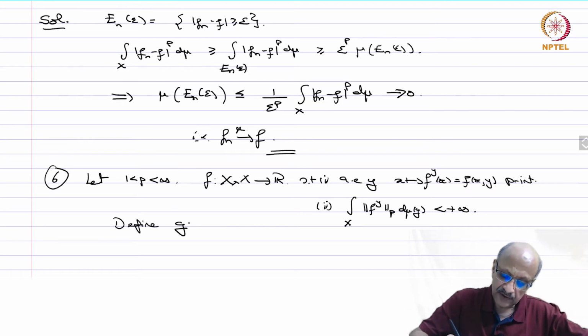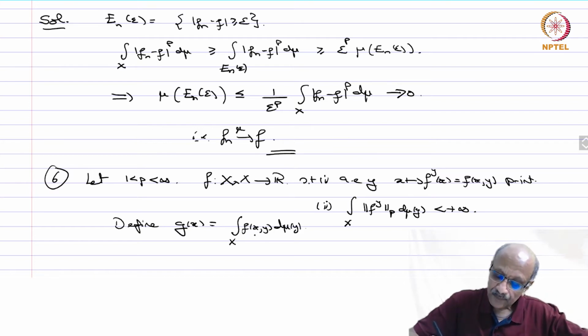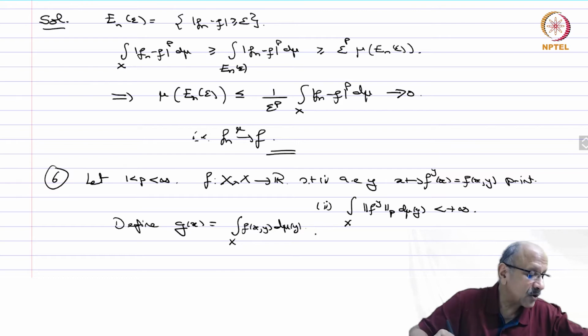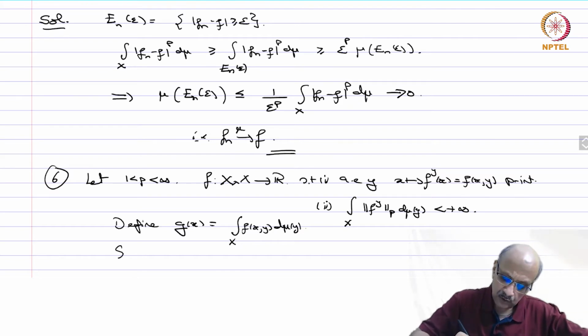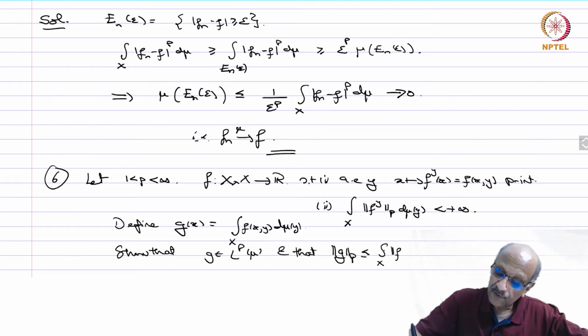So now define g(x) equals the integral over X of f(x,y) d mu(y). This is a function of 2 variables; I am considering x as constant and integrating with respect to y with respect to the measure mu. Show that g belongs to L^p(mu) and that the norm of g in L^p is less than or equal to the integral over X of the norm of f_y in L^p d mu.